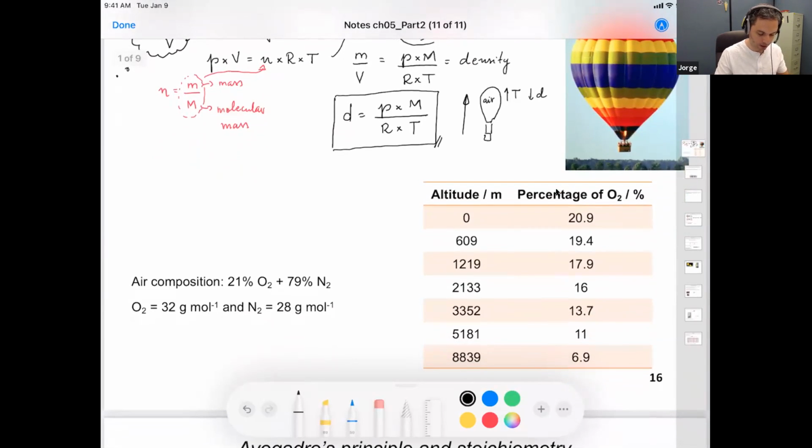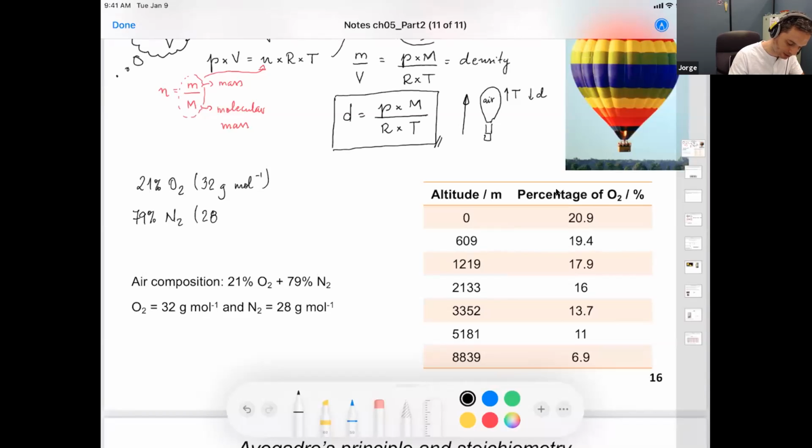The second thing I would like to talk about here is the content of oxygen in the air as a function of the altitude. The composition of the air is basically 21% oxygen, and oxygen has a molecular mass of 32 grams per mole, and mostly nitrogen, 79% nitrogen, which has a molecular mass of 28 grams per mole. So air is basically a mixture of these two gases.